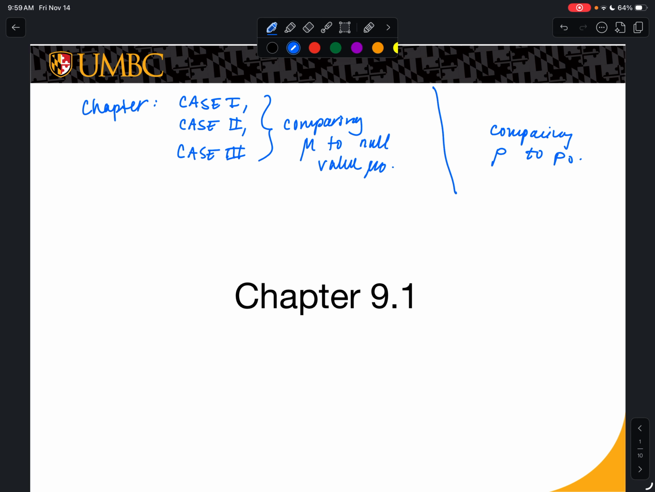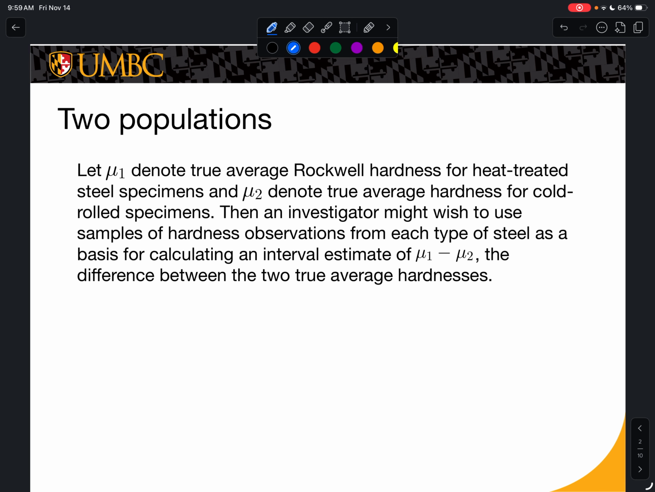In chapter 9, we're going to have a similar kind of taxonomy of how we arrange these problems. We have a case 1, case 2, and case 3 still, except we're talking about the difference between two population means. So for right now, leaving aside thinking about population proportions, let's just think about population means. We can think about how we might compare two population means, and we're going to call them mu1 and mu2. So let's look at this example problem.